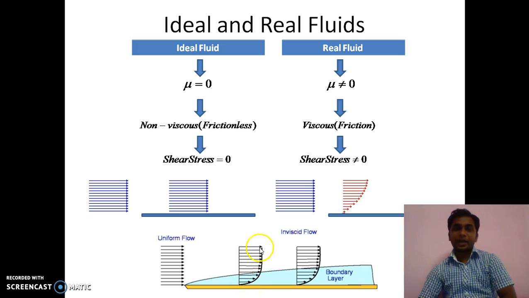So we can say that the ideal fluid approximation can be made outside of this boundary layer, whereas within the boundary layer the viscous effects are significant. So this is the reason why we are talking about ideal fluids.